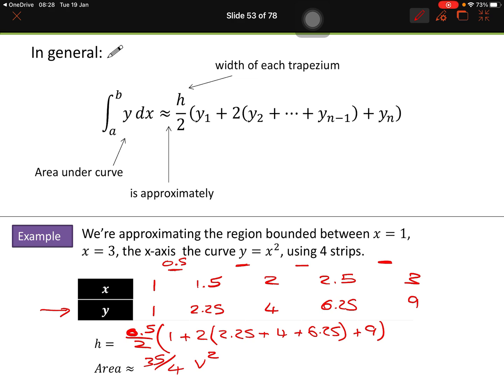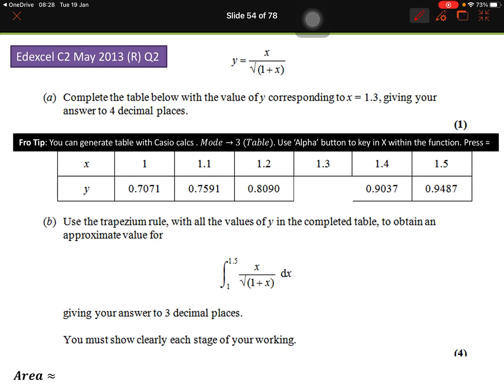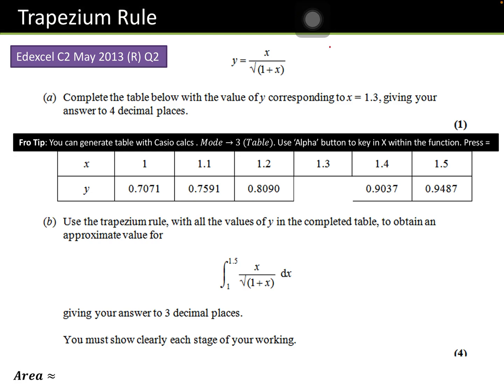Just want to show you a couple more examples. So, typical sort of exam question. We can work our way through. You get given a table, you might have to find a missing one. So to find that missing one, all I'm going to do is sub 1.3 into my top part. So it'll be 1.3 over the square root of 1 plus 1.3. Again, just using your calculator, we're going to 4 decimal places.